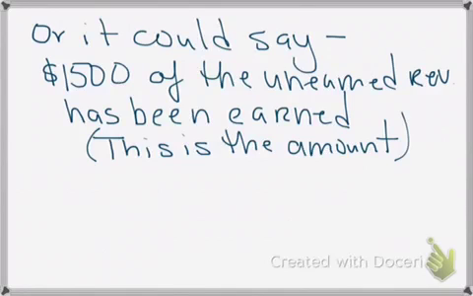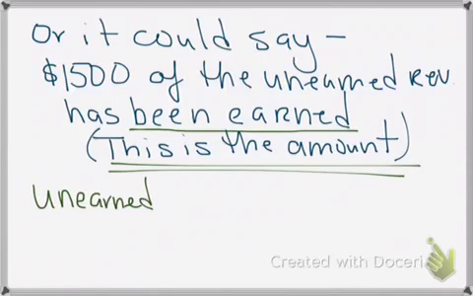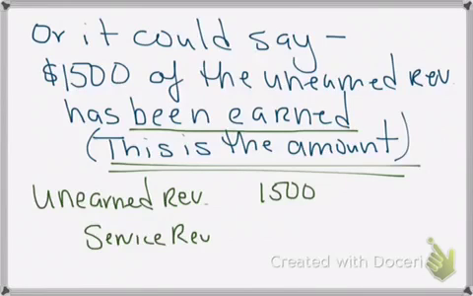So the other way that it could be stated is that $1,500 of the unearned revenue has been earned. Whenever you see has been earned, know that this is the journal entry amount. You don't have to figure anything out. That is the amount. So you would just do the entry and it would be unearned revenue for the $1,500, and you would have service revenue as your credit for $1,500.